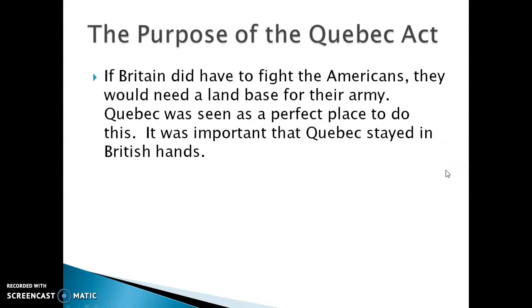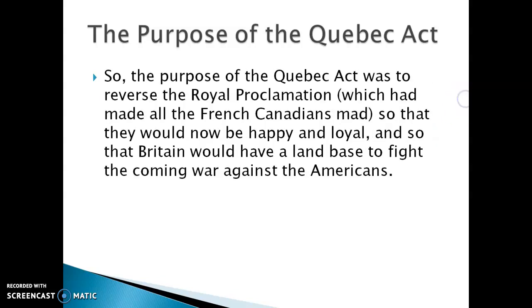Now, if Britain did have to fight the Americans, and you've got to understand, they knew a war was coming. But if they were going to have to fight the Americans, they needed a land base where their army could be, because it's really hard to fight on the water, or if your only place is on ships. So Quebec was seen as a perfect place to do that. So it was really important for them that Quebec stayed in British hands.